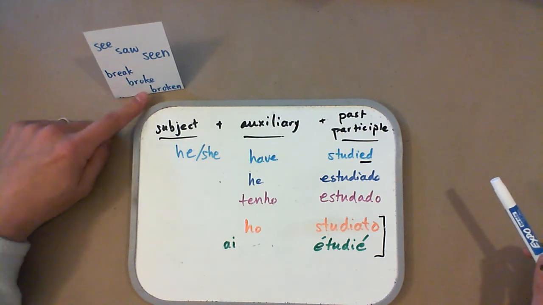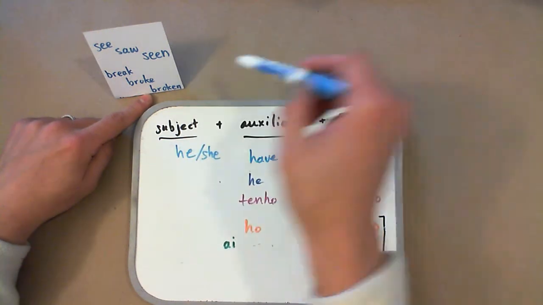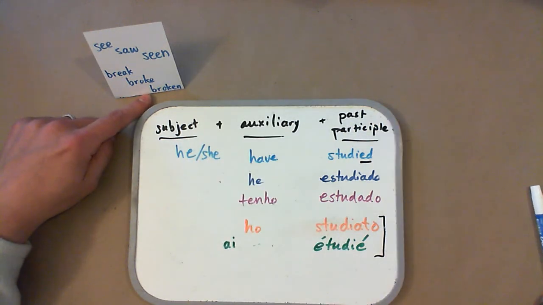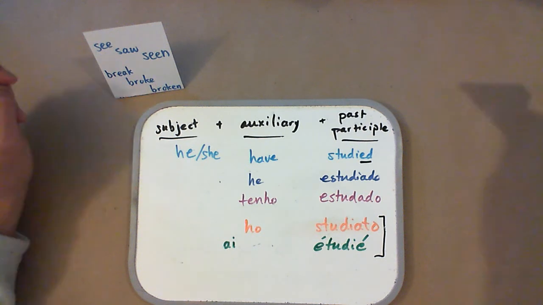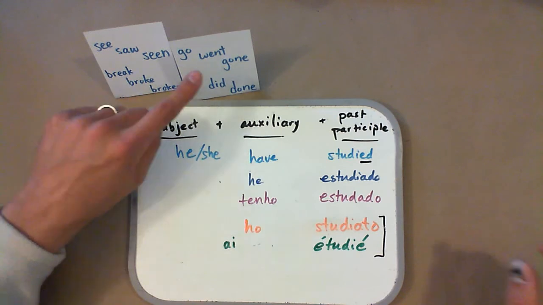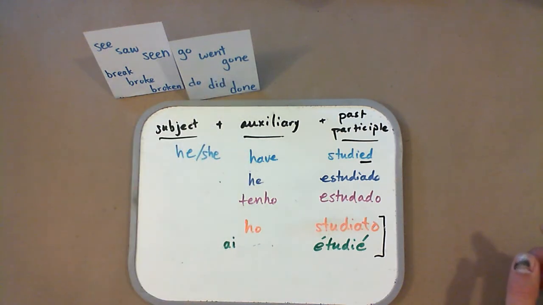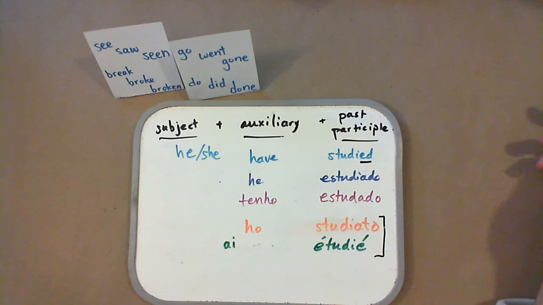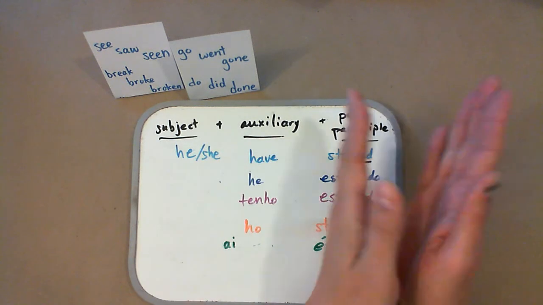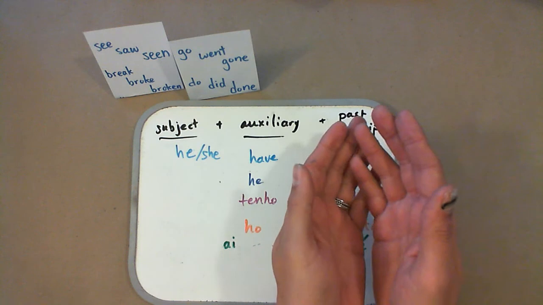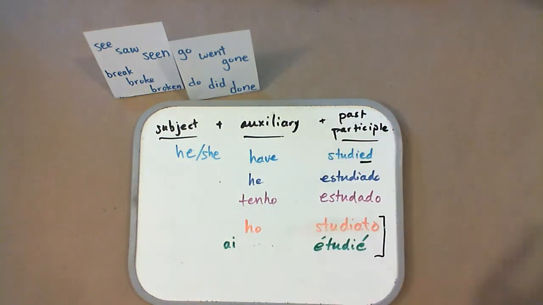Break, broke, broken is the same thing. So only the third one is usable here in the past participle. I have broken. In Spanish that would be he roto, or he quebrado. Here's 2 more on this card. Go, went, gone, and do, did, done. So I haven't done my homework means up until now. Up until now, I did not do my homework. Right? So I haven't done my homework.